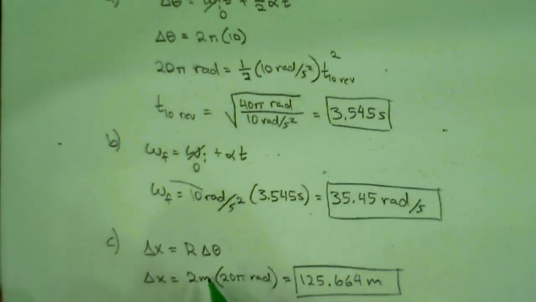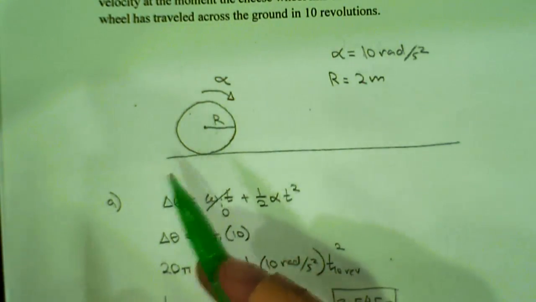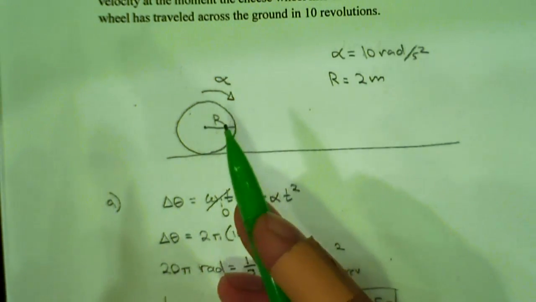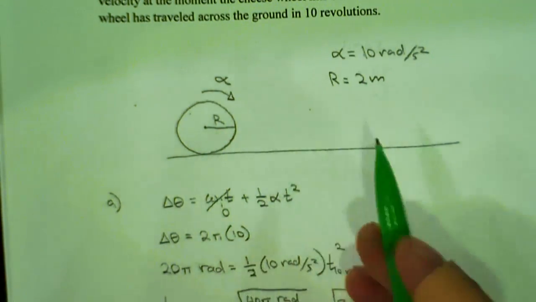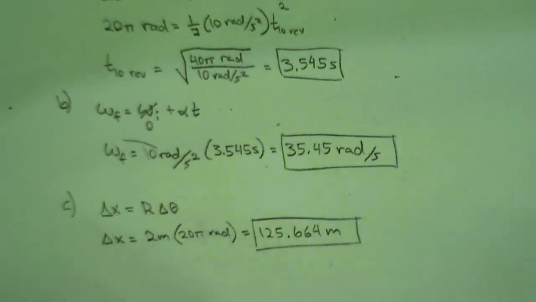And to make sense of this, what you can do is find the circumference of the circle, right? So the circumference of a circle is 2 pi r, right? And it's rotating 10 times, so you can do 2 pi r times 10. That gives you the same exact answer.